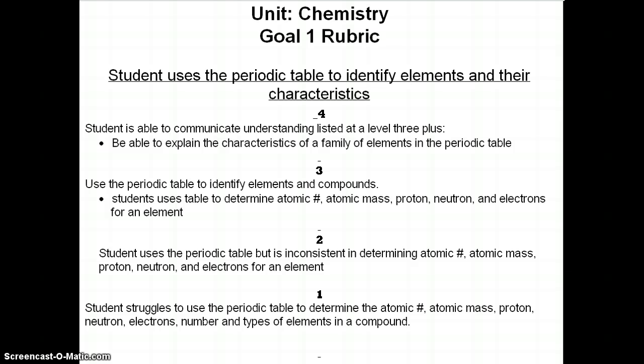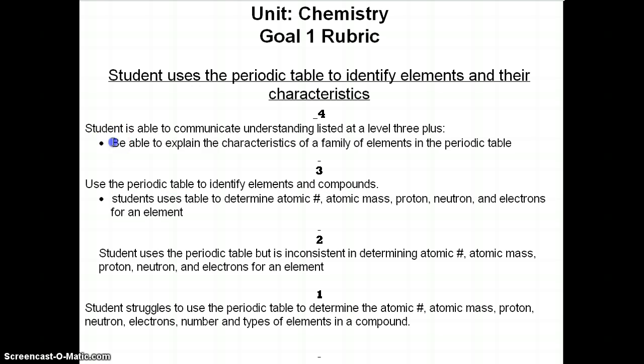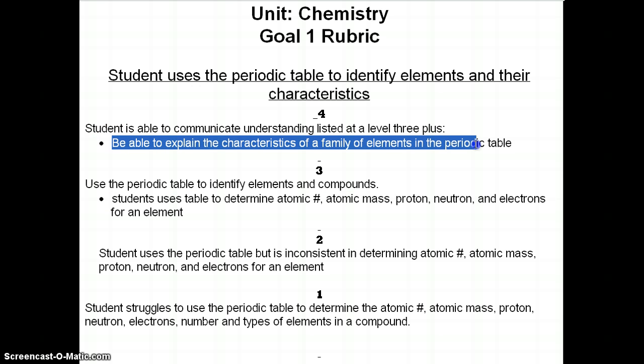This is goal 1. The goal is that students use the periodic table to identify elements and their characteristics. More specifically, we are using the table to determine the atomic number, the atomic mass, protons, neutrons, and electrons for an element. If you're at a level 4, you are able to give some characteristics of a family of elements in the periodic table. Okay, so let's get started.